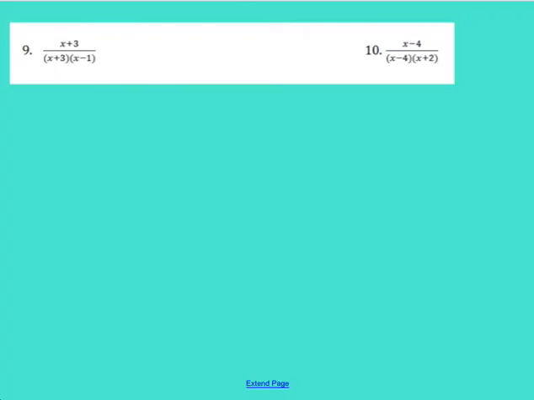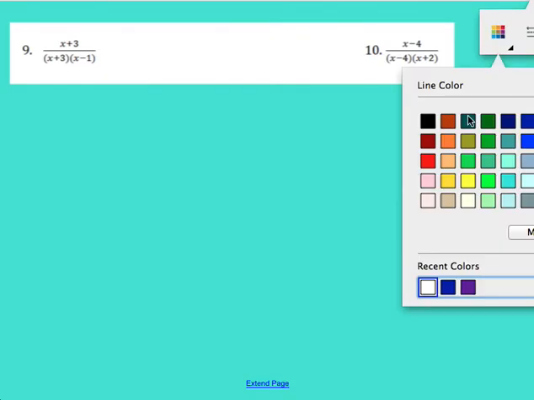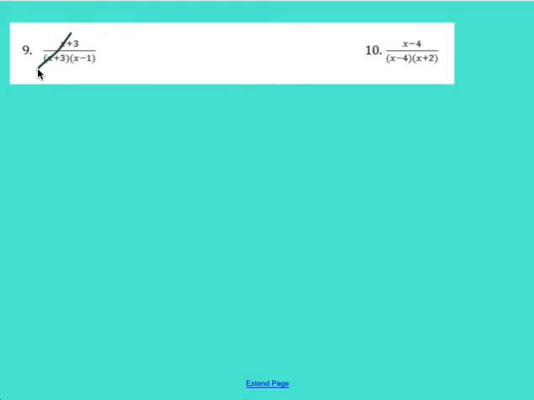Now let's take a look at ones when we have actual factors. So when we have factors, what we need to do is cross off our overlapping factors. So I can actually cancel out x plus 3 over x plus 3. So that does cancel out my top. So what I do is I write a 1 as a placeholder, and then on the bottom I have x minus 1. So that's my simplified rational expression.